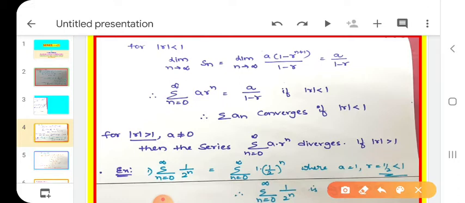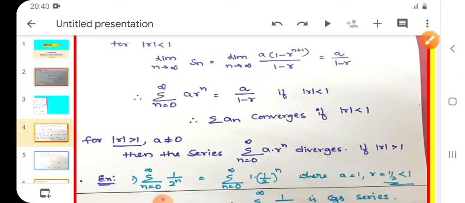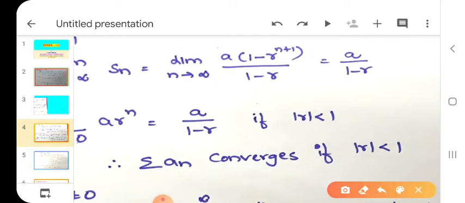See here, now find the limit for the sequence of partial sum. What is the value of the partial sum? Limit n tends to infinity a into 1 minus r power n plus 1 by 1 minus r. Now I put n equals infinity in that equation. If you put n equals infinity, what do we get here? A into 1 minus r power infinity plus 1.